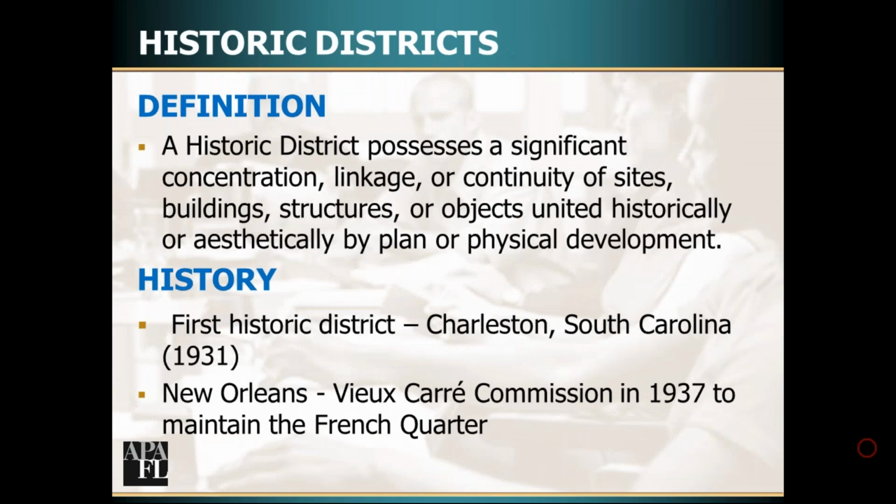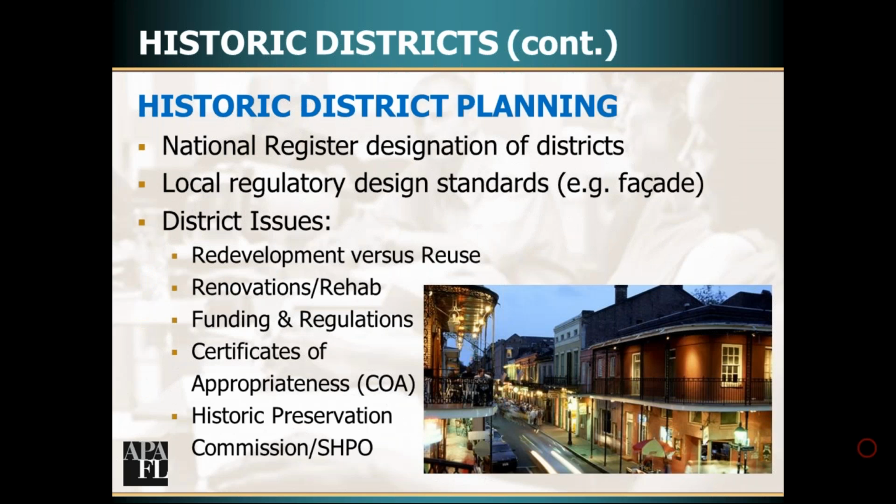Okay. All right, historic districts. Again, we're going to spend next week on it. It's one of the sections going to be that, but I'm just going to tell you what a district is. A historic district presents a significant concentration, linkage, continuity of sites, buildings, structures, or objects united historically or aesthetically by plan or physical development. The first historic district with an ordinance protecting it was Charleston, South Carolina. The first one that had a district designated and an overview was the Bittaker Commission to maintain the French Quarter.